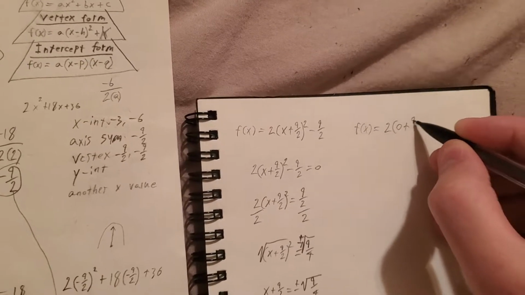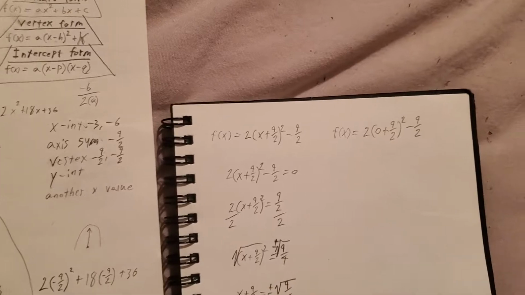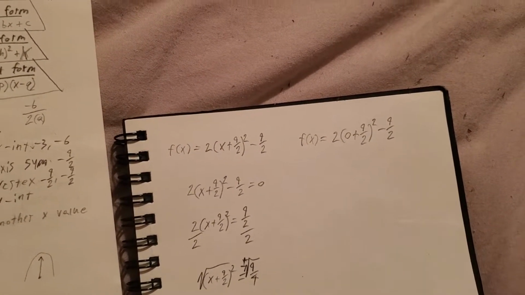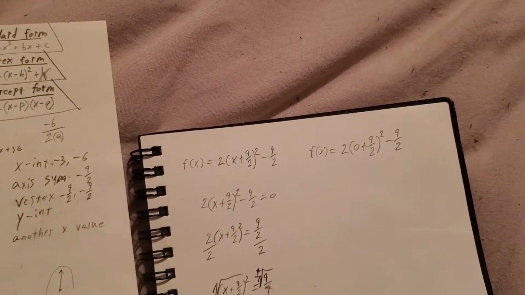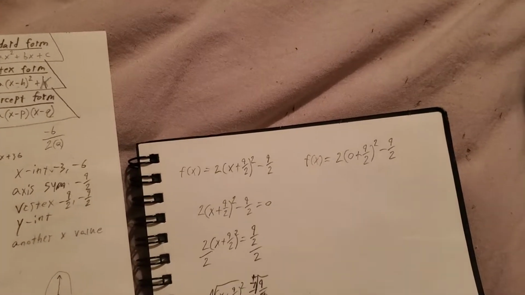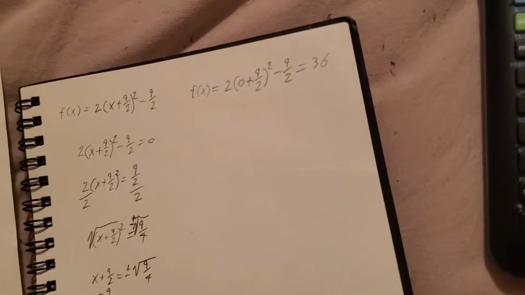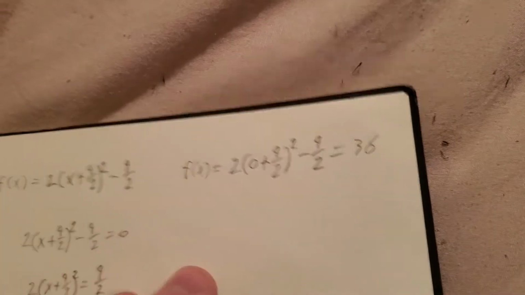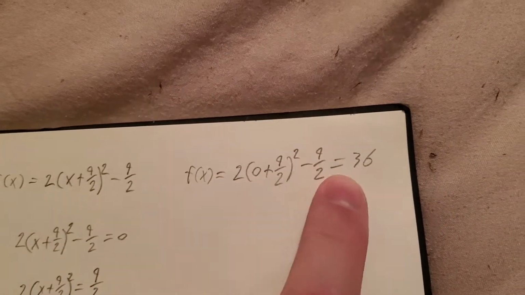Set to 0 plus 9 over 2 squared minus 9 over 2. And again, this is something that you could literally just put in your calculator. So 2 times (0 plus 9 over 2) squared minus 9 over 2 gives us 36. You can do that by hand as well if you wanted to, but it's very, very simple. We're just squaring it, multiplying by that, and then subtracting this.